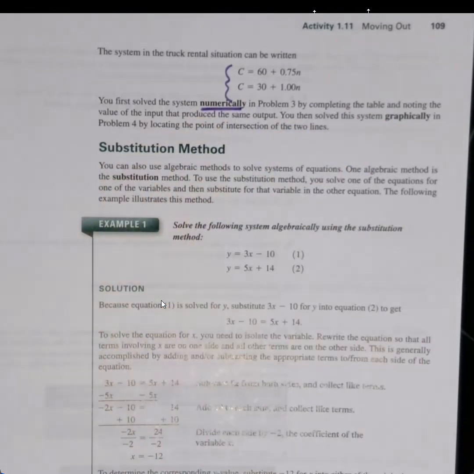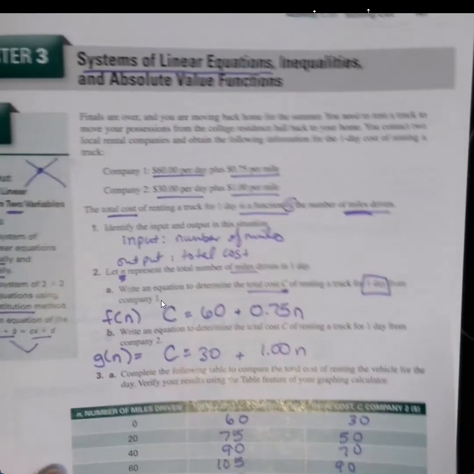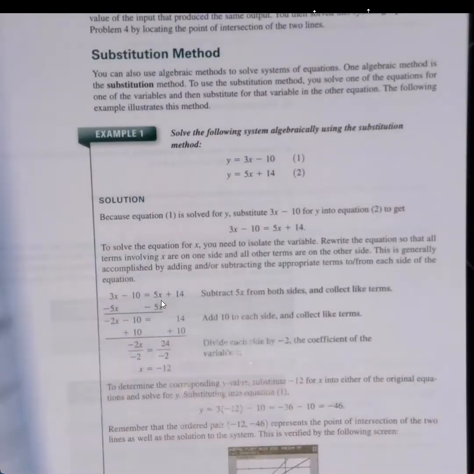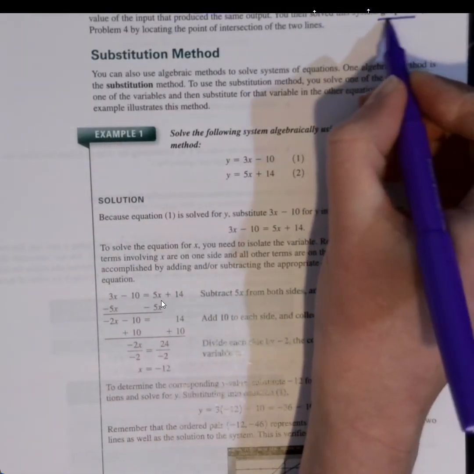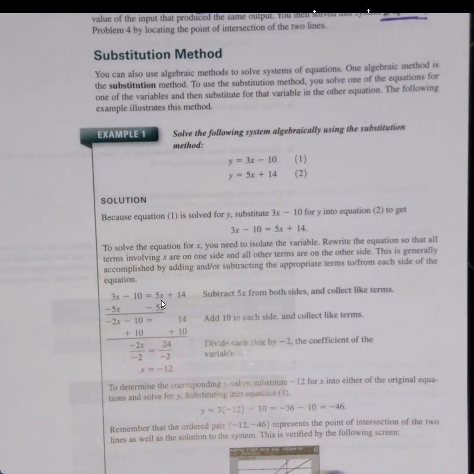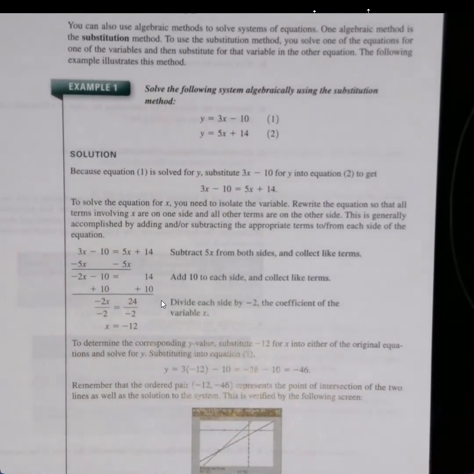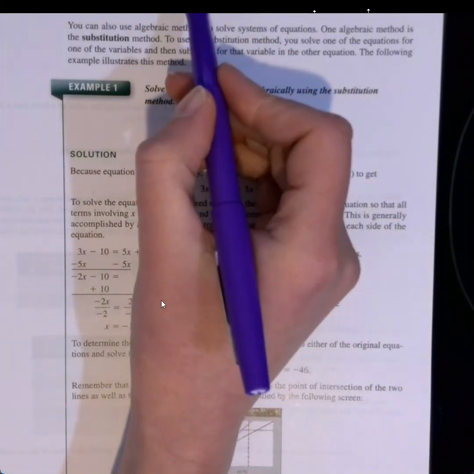We solved it numerically when we were completing this table and identifying numerically where we had the same output. Secondly, we solved it graphically when we were looking at the Desmos graph and finding the intersection point. Each of those has its own pros and cons. Numerically, you could easily miss the solution.